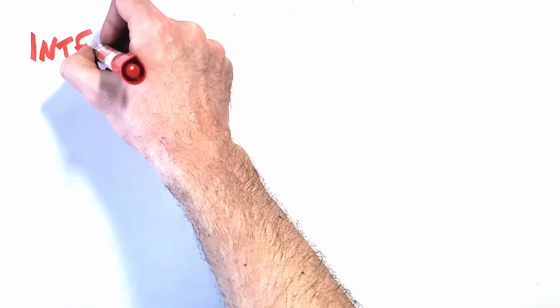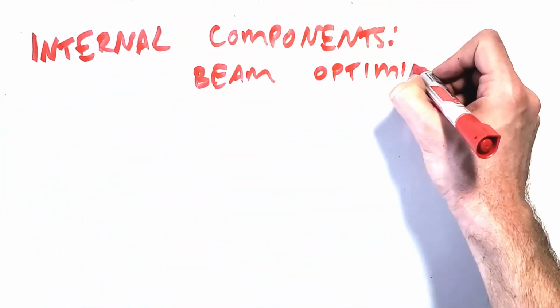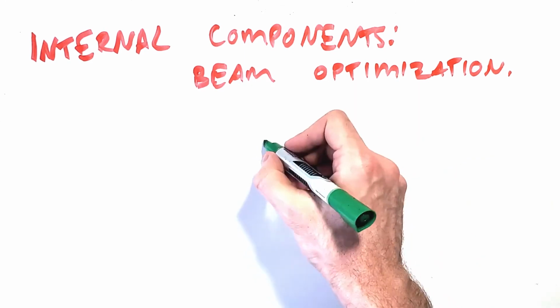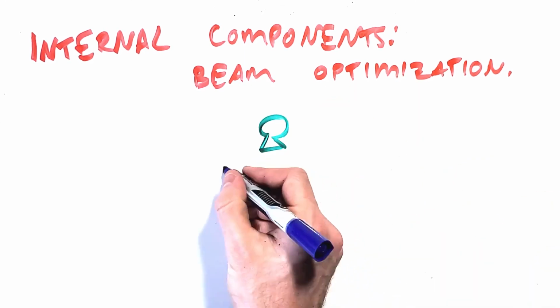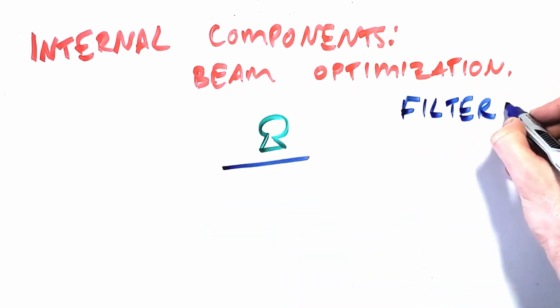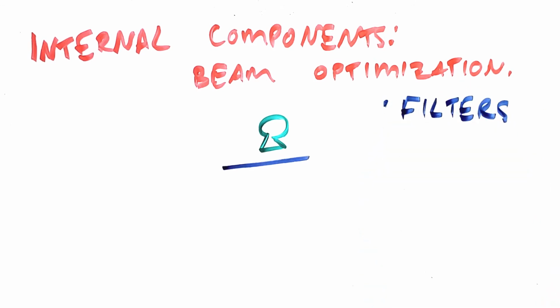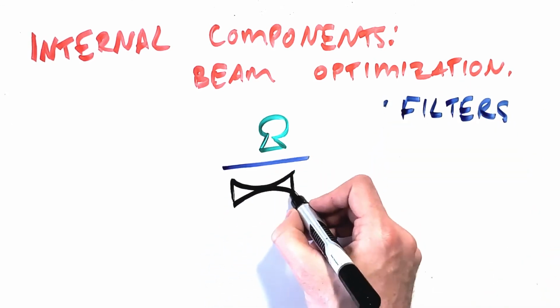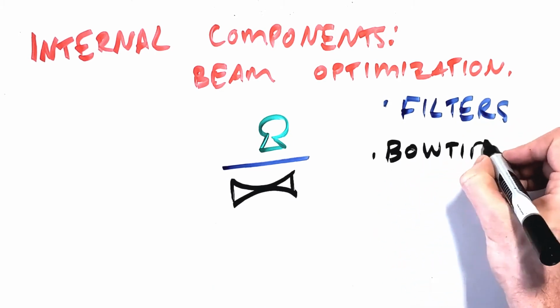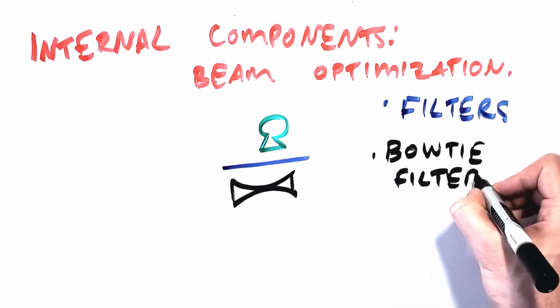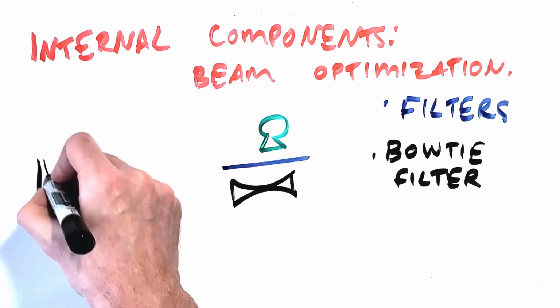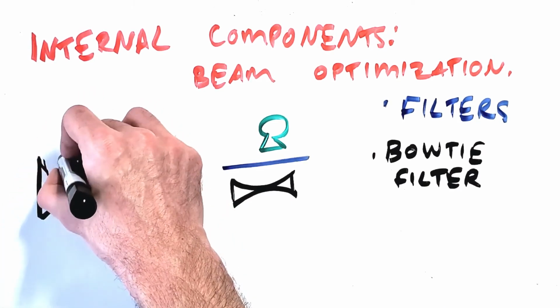There are various ways in which the X-ray beam is optimized within the gantry. Between the tube and the patient are metal filters which absorb low energy X-ray photons, increasing the average photon energy or hardening the X-ray beam. And one type of filter unique to CT is the bow tie filter, which is shaped like a bow tie, so it's narrow in the middle and thicker at the edges.